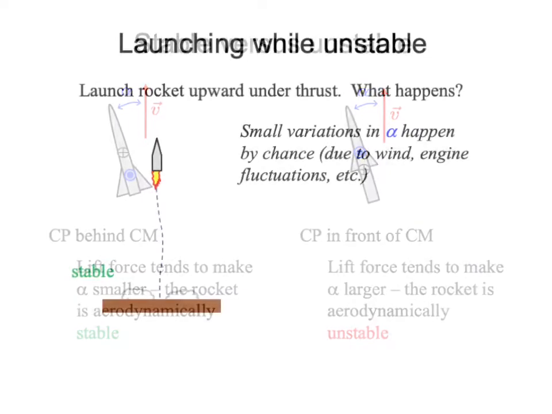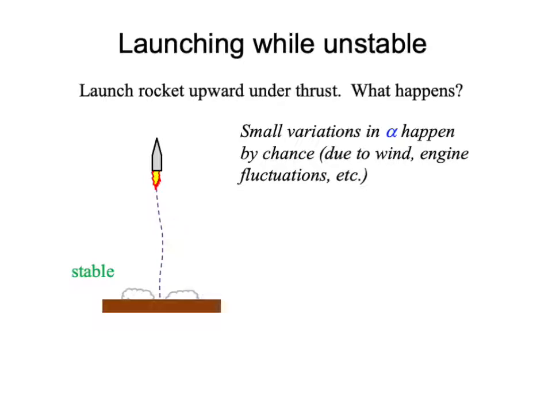It's very important that our rocket is aerodynamically stable. Here's why. Let's suppose we're launching a rocket from the ground. We're launching it upward, it's under thrust. What happens? Well, there will be small tilts to the rocket. There'll be small angles of attack that will happen simply by chance, due to the wind or to fluctuations in the way the engine is firing and so on. So you will get small variations in the angle of attack. If the rocket is stable, those small variations will tend to be straightened out by the aerodynamic lift force on the rocket. So the rocket will tend to go pretty straight.